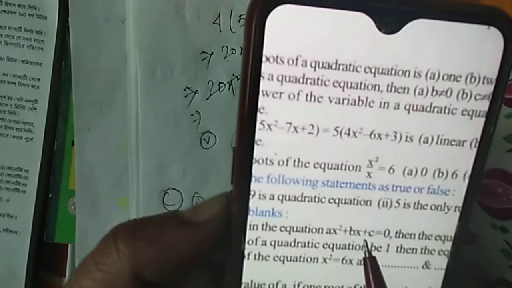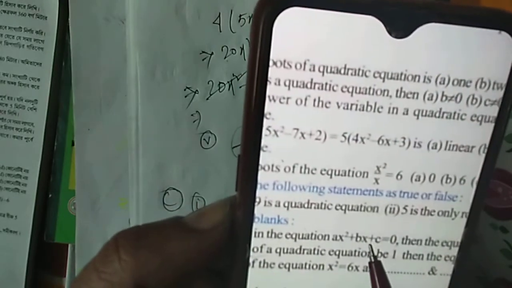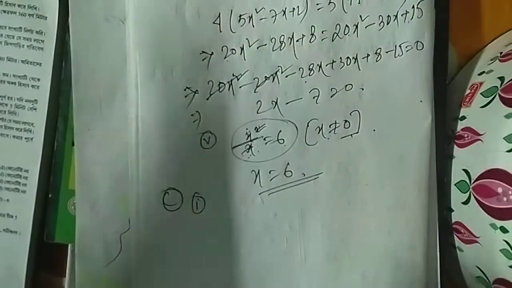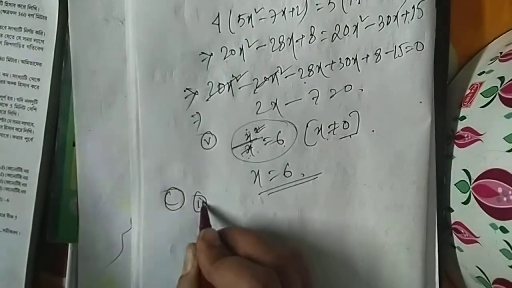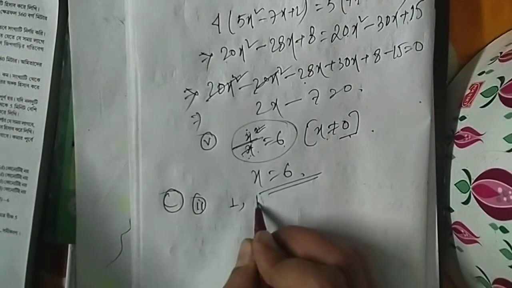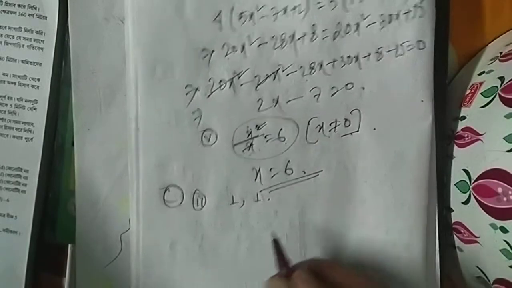So this equation will be a linear equation because the power of x is 1. So this is not quadratic. So this equation will be a linear equation. Then second question: if the two roots of the quadratic equation are 1, 1, then the equation is. Here given that two roots are 1, first root 1 and also second root 1.